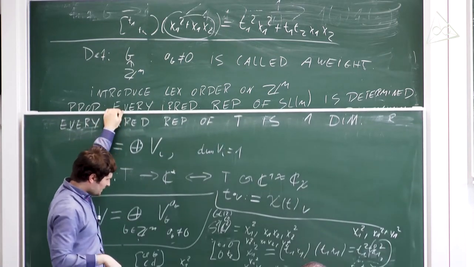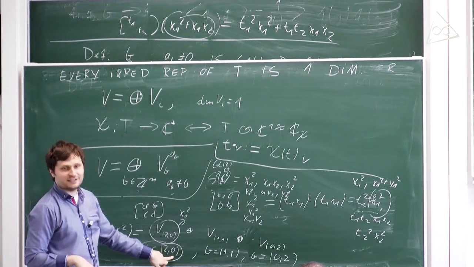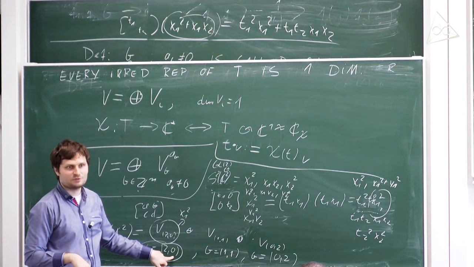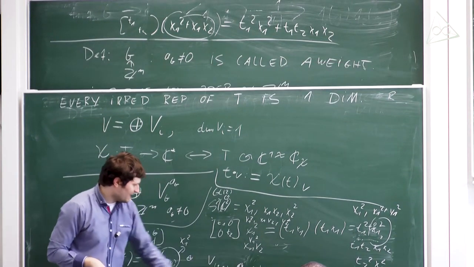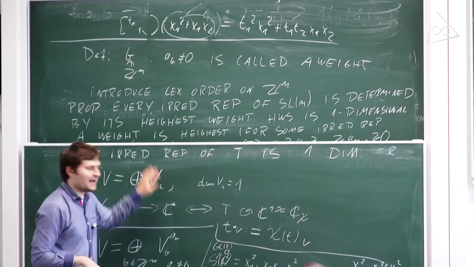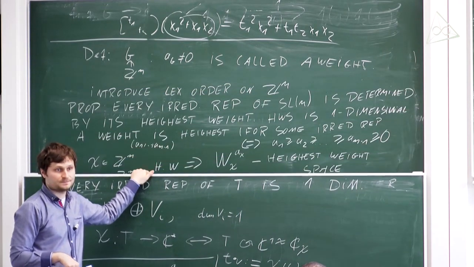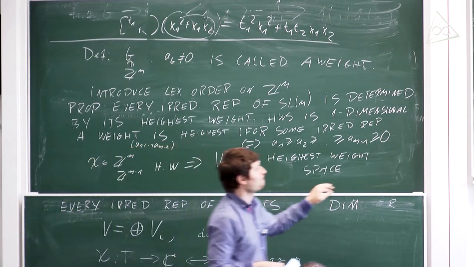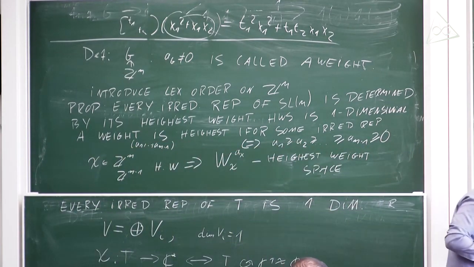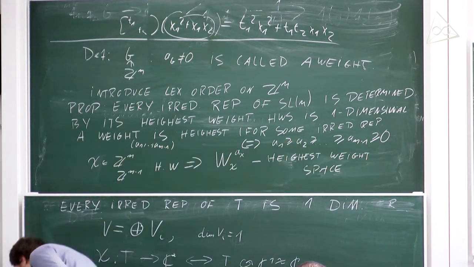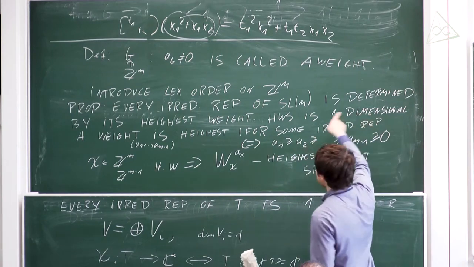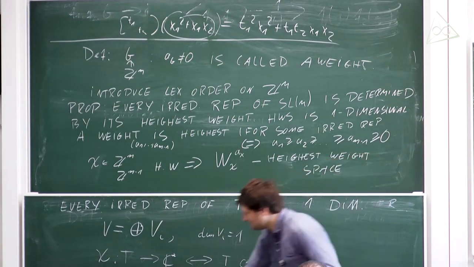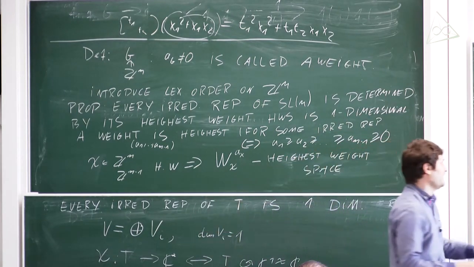Okay, so 2 is greater or equal than 0, yeah? The proposition holds. But for example, (1, 1) should also be a highest weight of something, and you should be able to find a representation for which (1, 1) is the highest weight. By the way, this is one dimensional, and the vector that belongs here is called the highest weight vector.